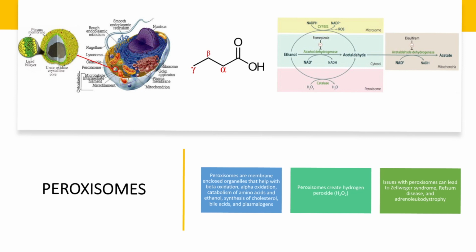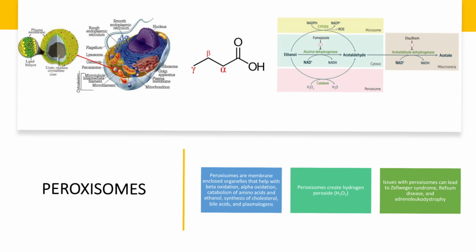Now that we have kind of talked about the function of peroxisomes, let's talk about what happens if things go wrong. The first disease we'll talk about is Zellweger Syndrome. This is an autosomal recessive disorder in which you have issues with peroxisome biogenesis due to a mutated gene, which results in hypotonia, seizures, hepatomegaly, and early death.